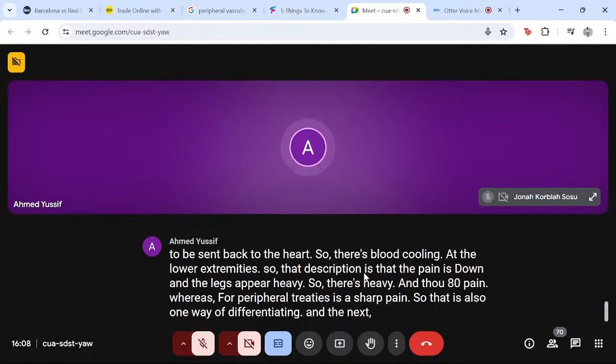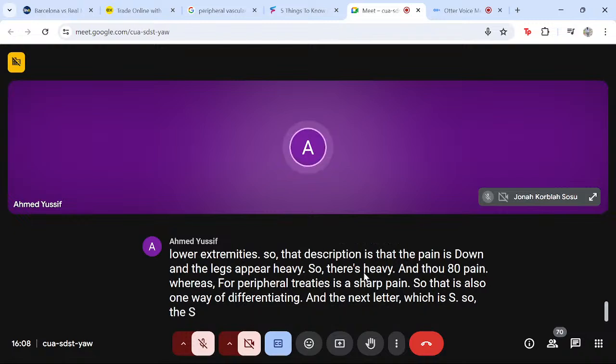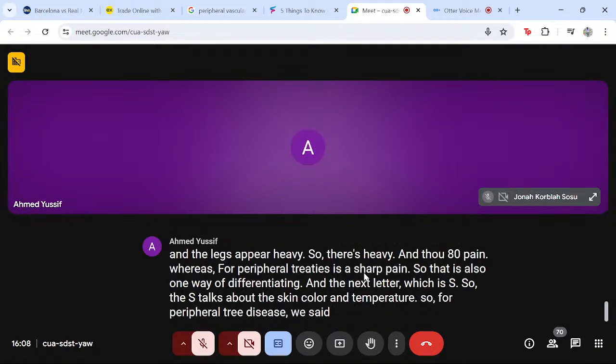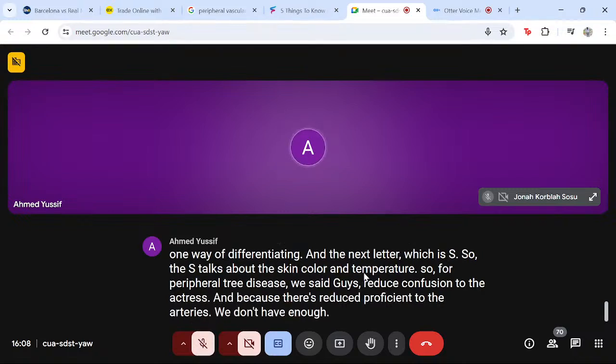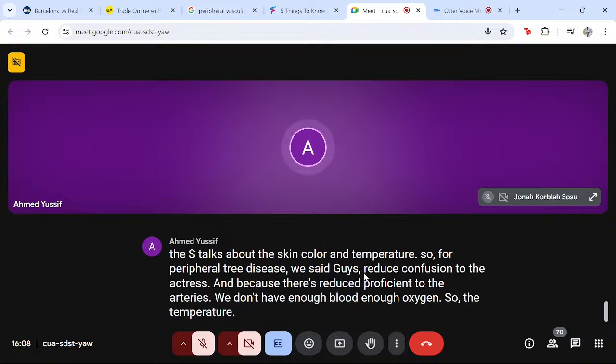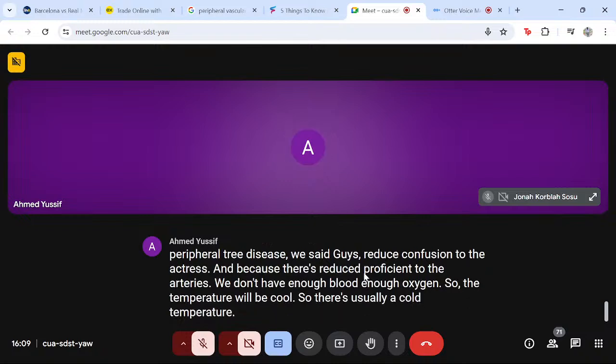Then the next letter, which is S. The S talks about the skin color and temperature. So for peripheral artery disease, we said there's reduced perfusion to the arteries. And because there's reduced perfusion to the arteries, you don't have enough blood, enough oxygen. So the temperature will be cold, unlike the peripheral venous, which is warm.